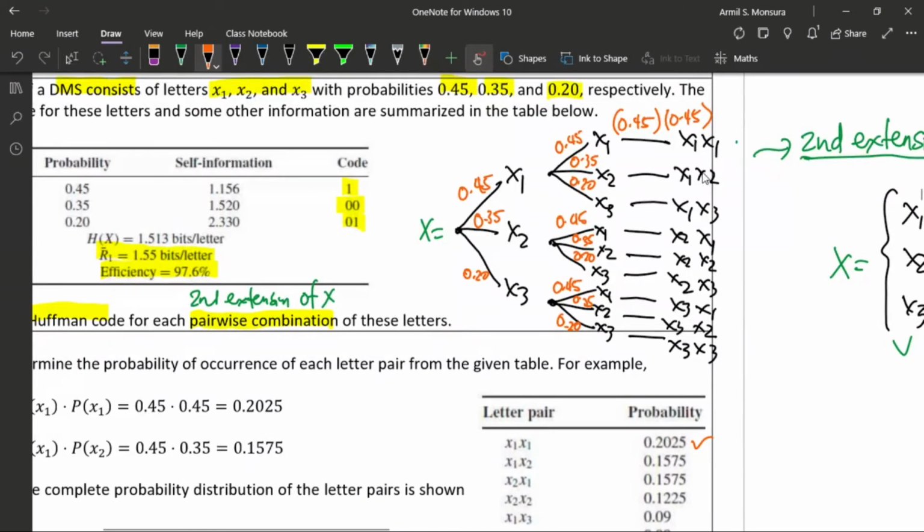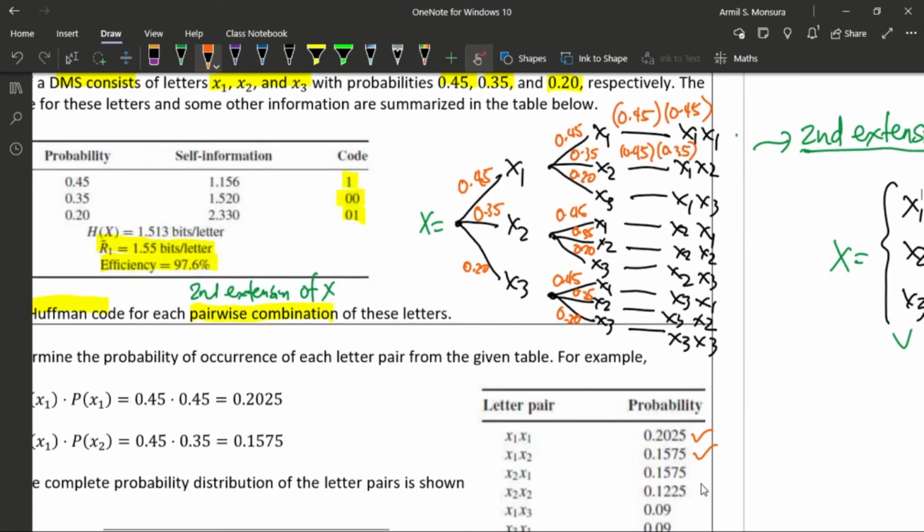Next, the probability that x1 and x2 occur is predicated on the fact that on the first instance, your source generates x1. Then on the second instance, it generates x2. So the probability of this occurring is actually the product 0.45 times 0.35. That gives us 0.1575. I hope you're getting the pattern here.